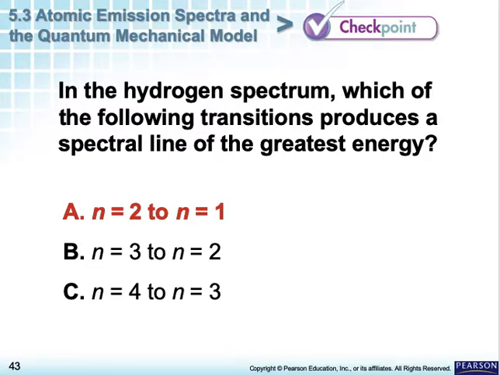If I'm asking about an emission spectrum, it should also be from a higher energy level to a lower energy level. So if I had n equals 1 to n equals 2, that's not emission, is it? That would be absorption.